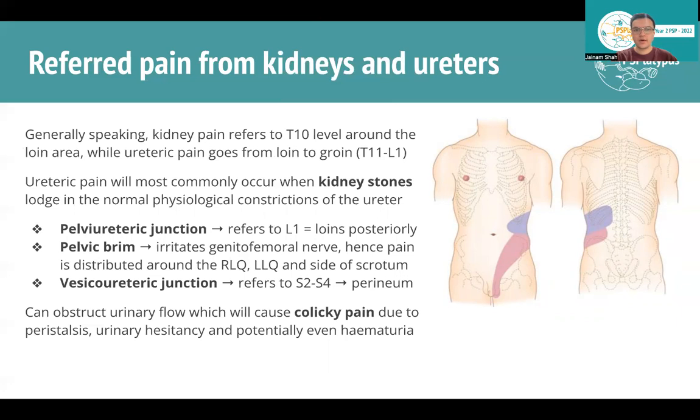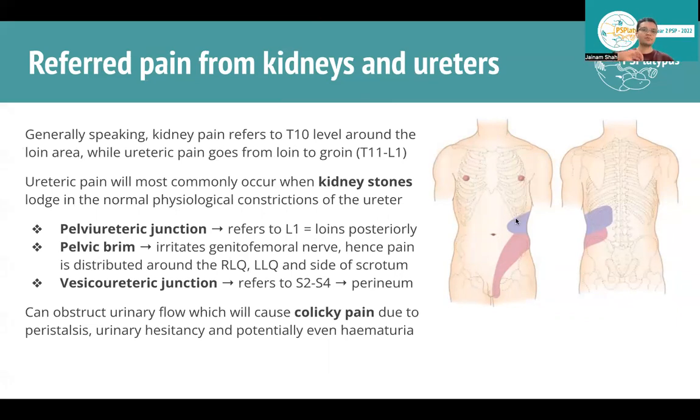The most common reason why you can get ureteric pain is if you have kidney stones stuck in one of those physiological constrictions. So let's go through each of them in turn. Firstly, the pelvico-ureteric junction, or pelviureteric junction. If it gets stuck there, it's going to be referred to around the L1 region, which is why you get that classic loin pain. And I guess this makes sense, right?